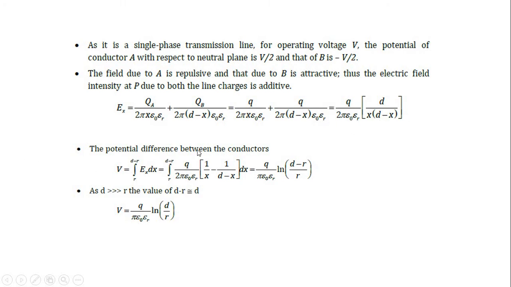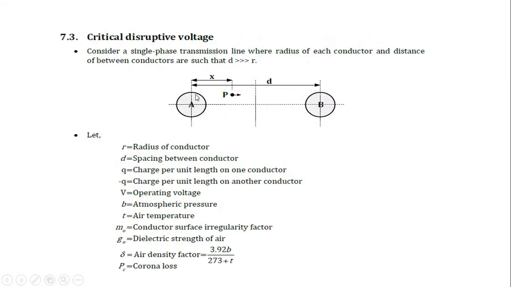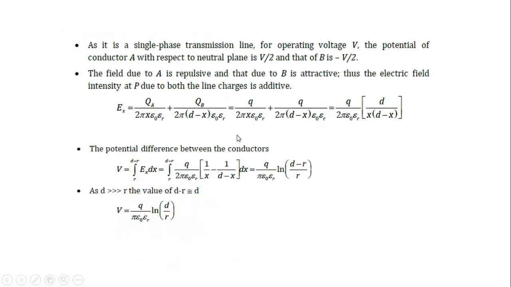Now, the potential difference between the conductors is nothing but the integration of the electric field intensity over that distance. So we can write the potential difference equation: V is equal to the integration from r to d minus r of Ex dx. Here we have to find the potential difference at the surface, so we take limits r to d minus r. We write the value of Ex and take the integration, and we get Q upon pi epsilon 0 epsilon r ln of d minus r upon r.